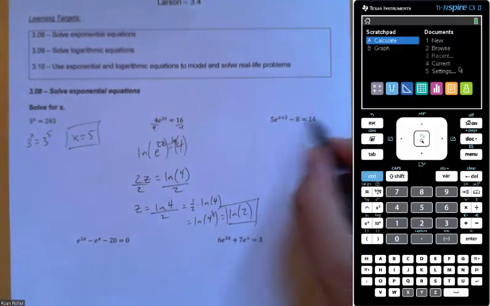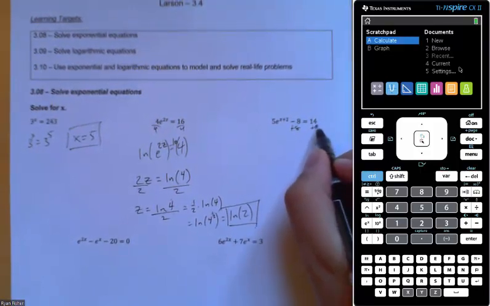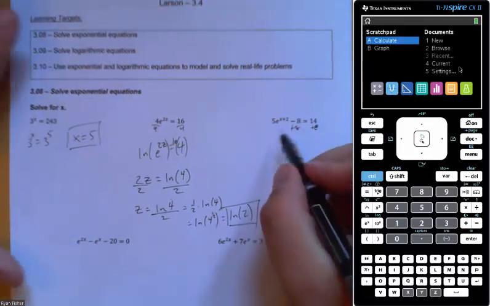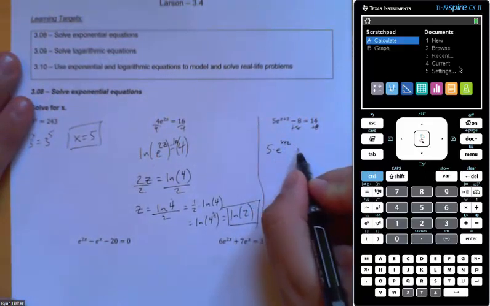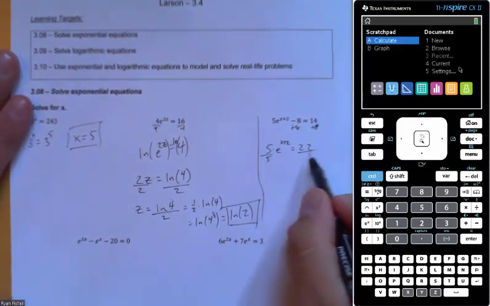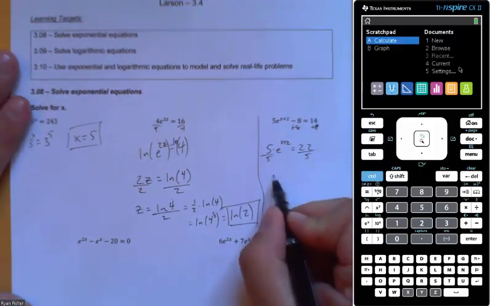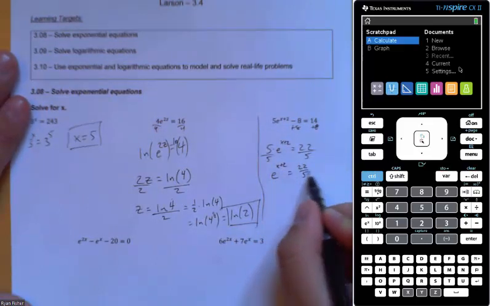Let's see if we can try something here. How about we add 8 to both sides? And I get 5 times e to the x plus 2, and that's equal to 22. Dividing by 5, I get e to the x plus 2 is equal to 22/5.